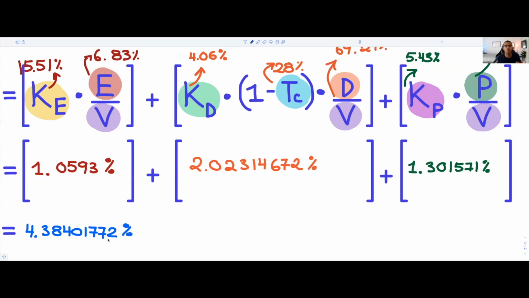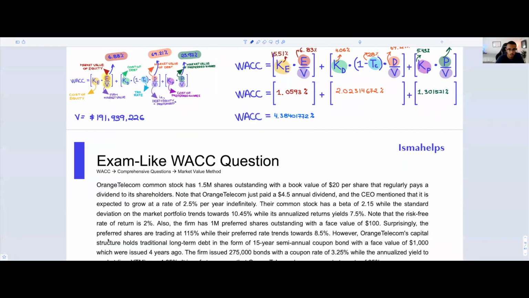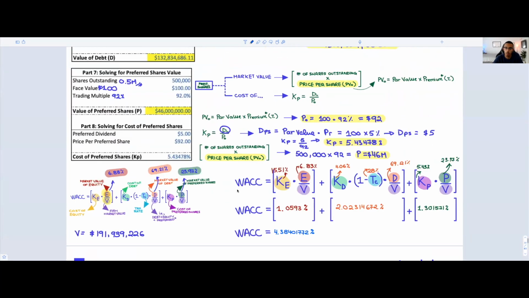And that's going to be the weighted average cost of capital of the firm. And hooray, you're happy because we got our answer. And it's actually very close to what I had. Because on my solutions with no rounding up, I got 4.3843. That's very, very good. On an exam, you'd be on the ball.